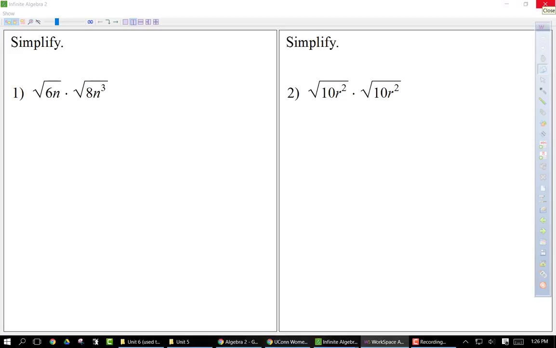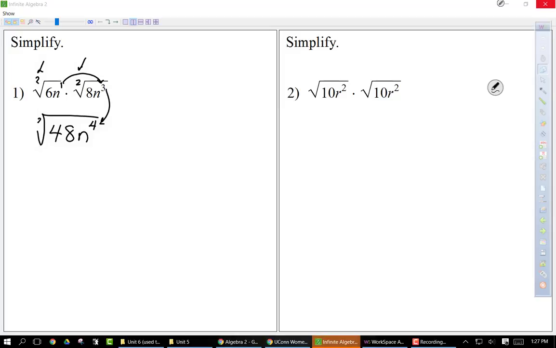First two problems up here are as follows. They're both square roots, so a square and a square. That means I can multiply them according to the property that we just added to our notes. The index is a 2, so that means that I get the square root of 48n to the 4. Remember, when we multiply variables, we add powers. 1 plus 3 makes the 4.